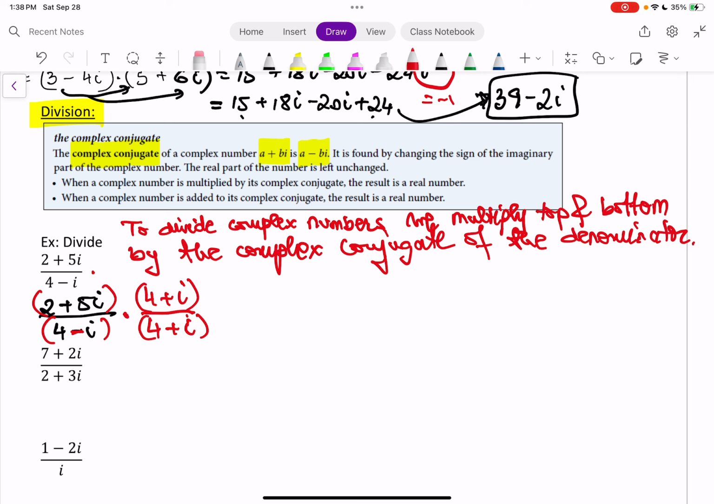Now, why top and bottom? Because we need to keep the fraction the same. Whatever you do to the numerator, you have to do to the denominator in order to keep the fraction the same value. So let's see what we get.